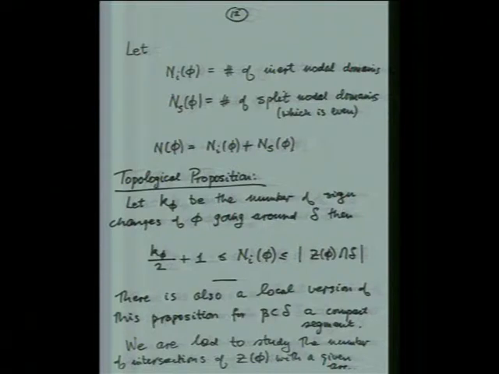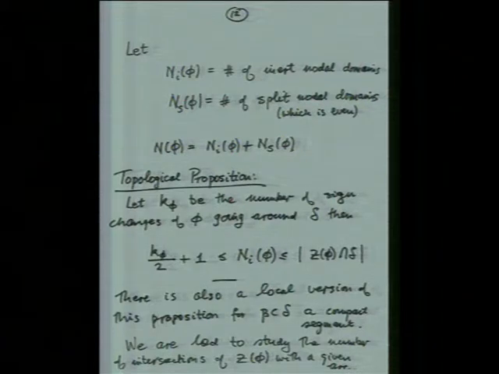So Ni is the number of inert domains, and those are the ones I'm going to tell you how to produce, how to say something about. So remember, we have this curve delta, which is the union of these piecewise geodesics, which is a closed curve in the surface.